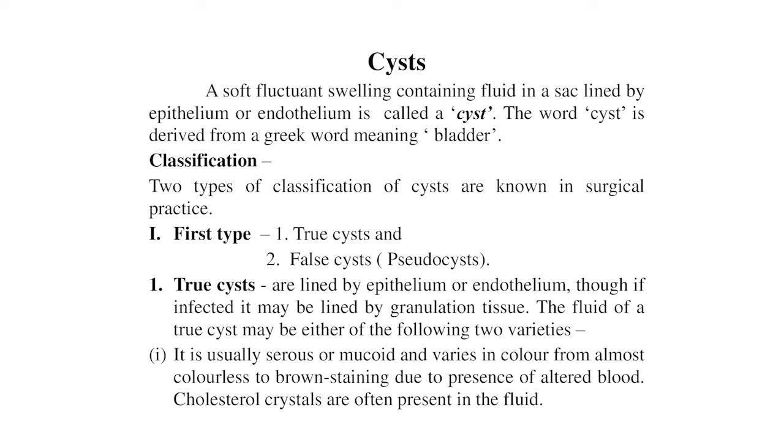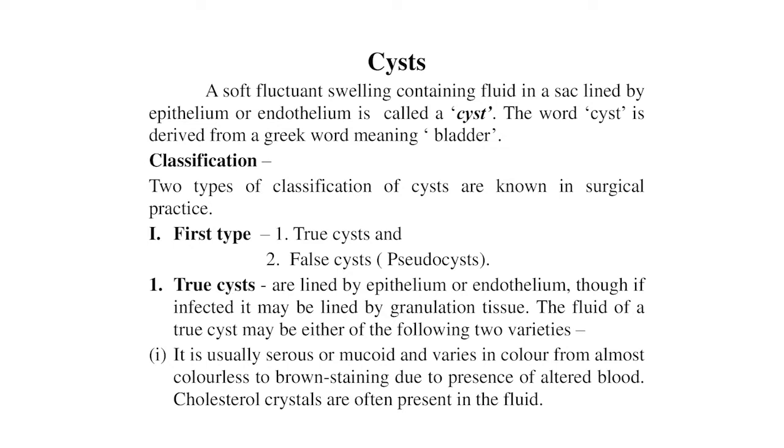A soft, fluctuant swelling containing fluid in the sac lined by the epithelium and endothelium is called a cyst. The word cyst is derived from a Greek word meaning bladder. Classifications. Two types of the classification of cyst are known in surgical practice. That is the first type, true cyst and false cyst, that is the pseudocyst.